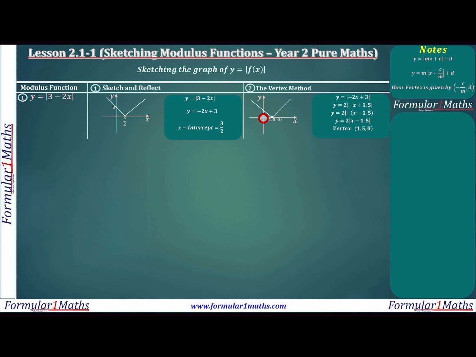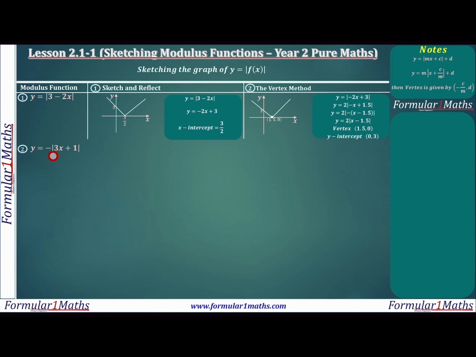But we need now to find the value of the y-intercept. For the y-intercept, if I put x equals 0 over here, minus 2 times 0 is 0. So I'll be left with 3 in the modulus sign. The modulus of 3 is 3, and that means the y-intercept is (0, 3), and then I'll indicate it appropriately on the graph.